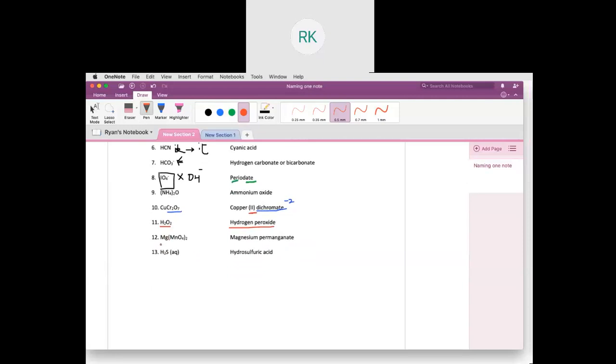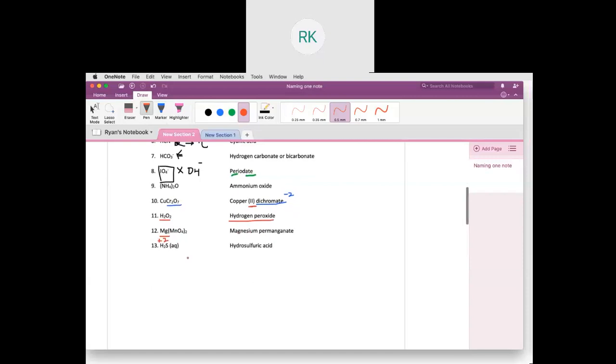Okay. Number 12, we have magnesium, which has a +2 charge, right? Magnesium has a +2 charge, and then we have this anion portion, which is one of our polyatomics, which is permanganate. Okay, so magnesium permanganate, and permanganate has a -1 charge, which makes this chemical formula make sense.